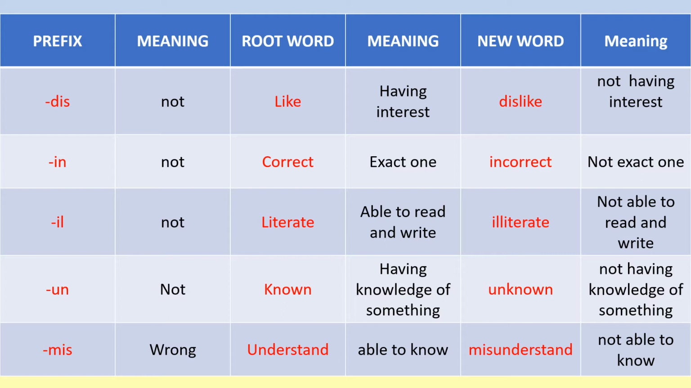Hope you understand this table. The first one is prefix and its meaning, the root word and its meaning, the new word and its meaning. When we add a prefix to the root word, a new word will come. Like dis plus like, dislike; in plus correct, incorrect; ill plus literate, illiterate; un plus known, unknown; mis plus understand, misunderstand.